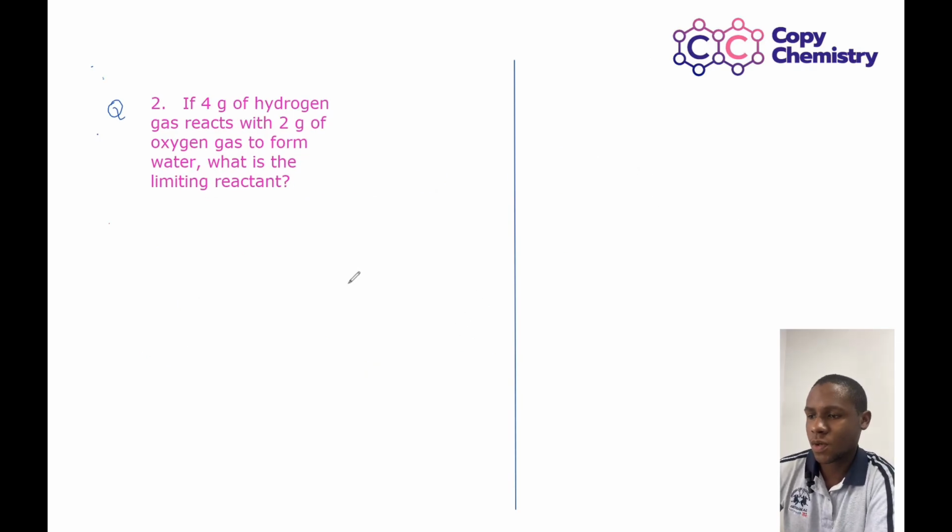Hi, now we want to look at this question on stoichiometry. 4 grams of hydrogen gas reacts with 2 grams of oxygen gas to form water. What is the limiting reactant?